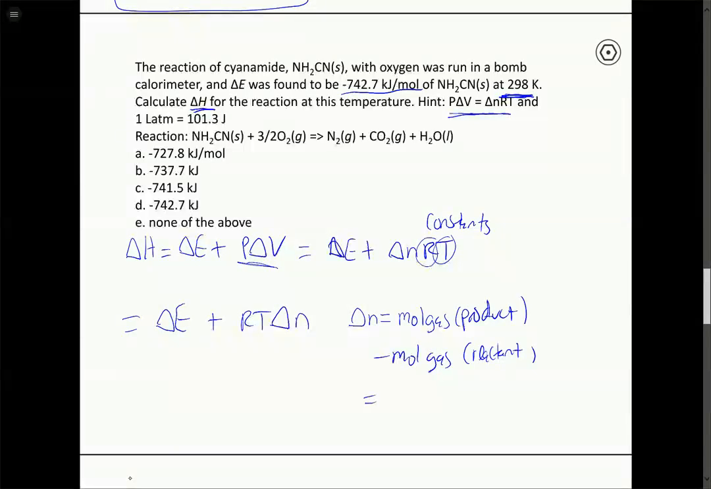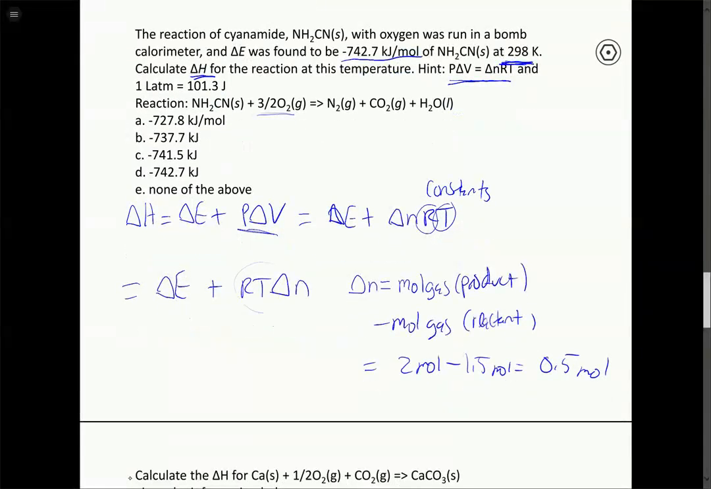On the product side, we have 1 mole of N2 and 1 mole of CO2. They both have coefficients of 1 in front of them. And then on the reactant side, the only gas is this O2, and there's 3 halves, or 1.5 moles. So the delta n, the change in the number of moles of gas, is 0.5 moles for this reaction.